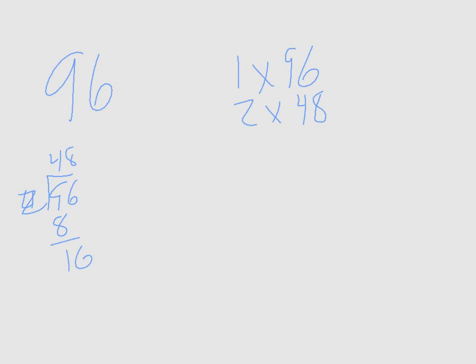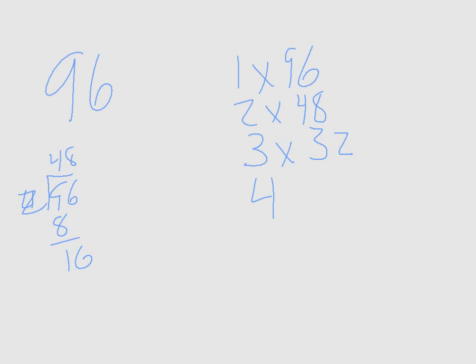My factors in 96 are going to be 1 times 96, 2 times 48, and again, I would have to divide 2 into 96. 4 times 8, 16, 48. 3, I know that 3 goes into 9 and 3 goes into 6 evenly, so 3 goes into 96 32 times.